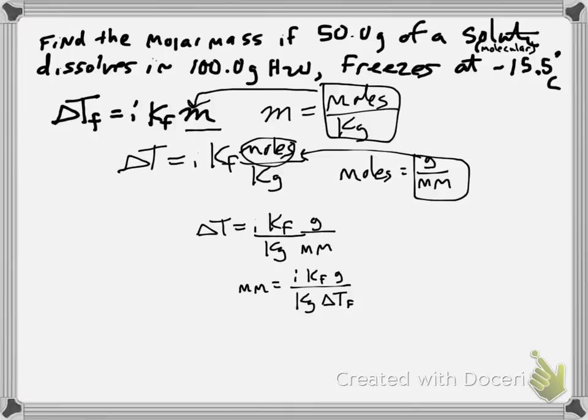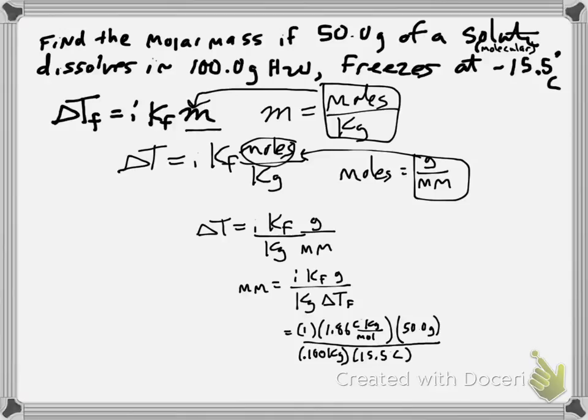So in this case, to find the molar mass, we can start plugging in the data we know. The van 't Hoff factor i was 1 because this was molecular. The freezing point constant is 1.86 degrees Celsius kilograms over moles. The grams of the solute was 50 grams, as given earlier. Now the kilograms of solvent, there was 100 grams, which is 0.1 kilogram. And finally, the change in the freezing temperature was 15.5 degrees.